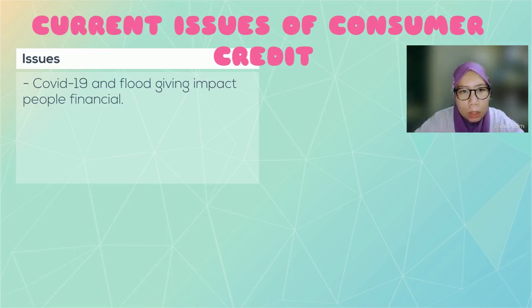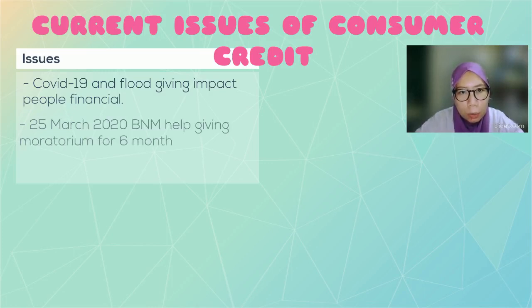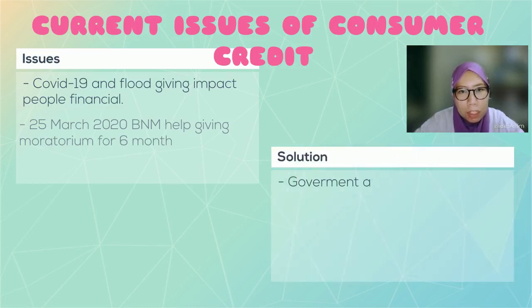On 25th March 2020, Bank Negara Malaysia was able to help their customers with a moratorium if they did not pay their loan for about 6 months starting 1st May 2020. The government gave approval to withdraw money from KWSP of about RM5,000 with the iCitra program.